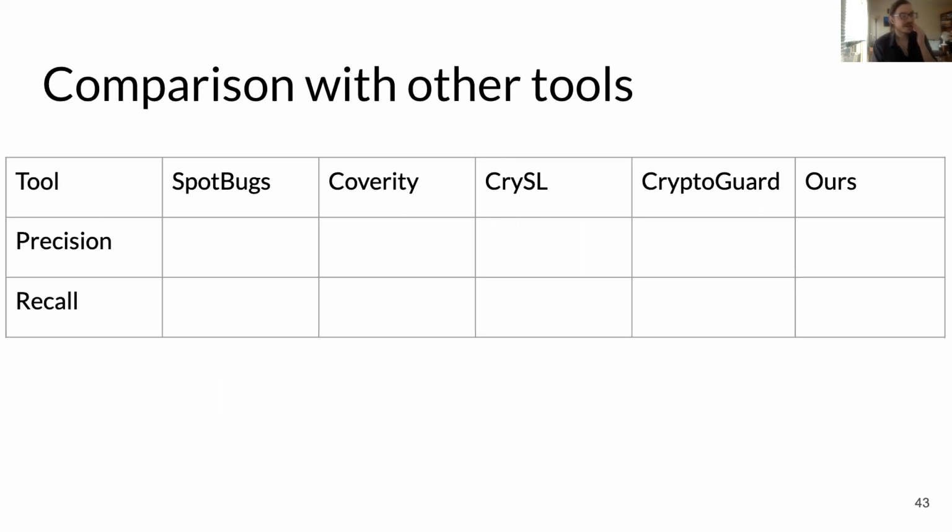We evaluated on 2 axes, precision and recall, in the standard way, where a perfect precision score means no false positives, and a perfect recall score means no false negatives. On precision, the best tools, Coverity and CryptoGuard, are both perfect. That is, they never issued a warning that didn't correspond to a real problem. But our tools were nearly as good. They issued a few false positives, but many fewer than SpotBugs or CogniCrypt.